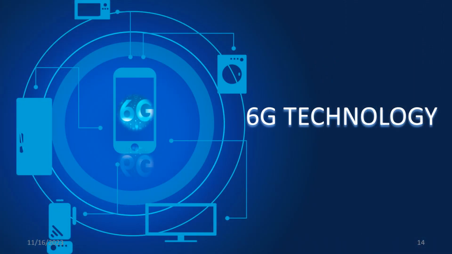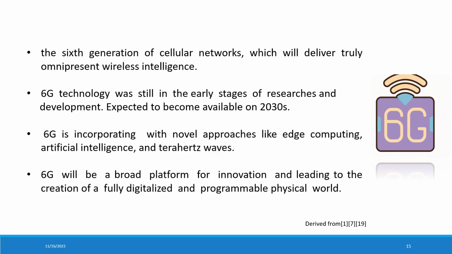Moving on to the next slide, that is the 6G technology. 6G is the sixth generation of mobile cellular network. It is a promising new technology that will be a broad platform for innovation, and it is incorporating novel approaches like edge computing, artificial intelligence, and terahertz waves. The 6G technology is still in its early stage of research and development, and is expected to become available in the 2030s.